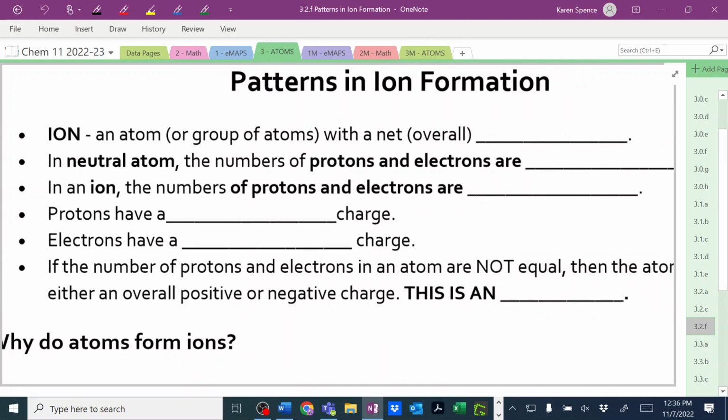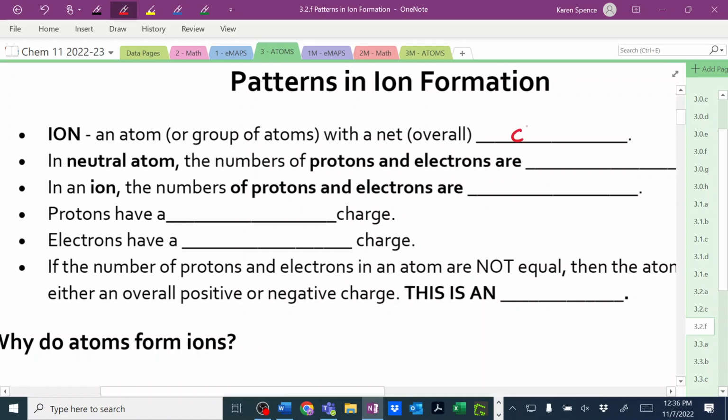An ion is an atom or a group of atoms with a net. What does net mean? Overall what? Charge. In a neutral atom, what can you say about the number of protons and electrons? They're the same. What can you say about in an ion? Protons and electrons are different. What is the charge of a proton? Positive. What is the charge of an electron? Negative.